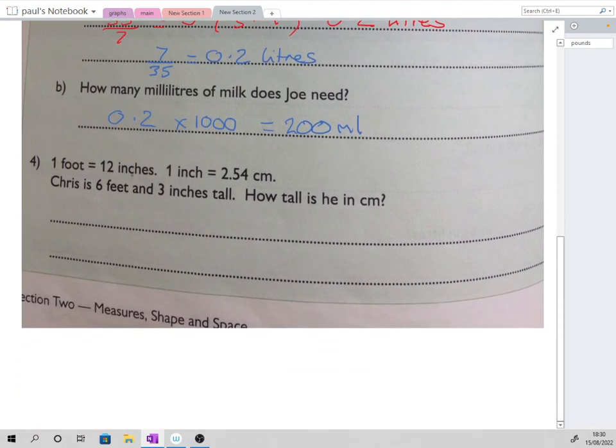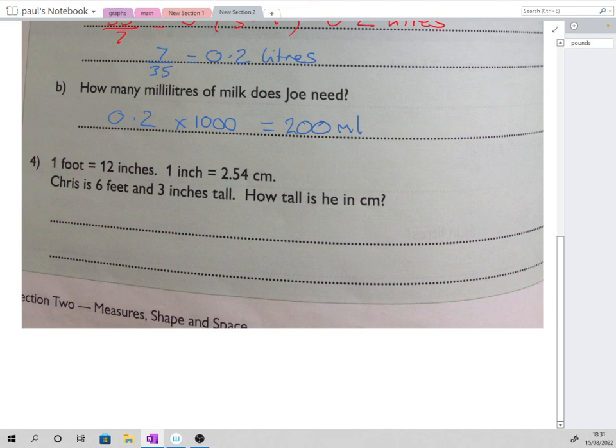So feet and inches. 1 foot equals 12 inches. That's the length of a standard size big ruler. I don't know how it can be big and standard at the same time, but you get like a half length and a full length ruler. That's a foot long, and that's 12 inches, and 1 inch is about the same as 2.54 centimeters.